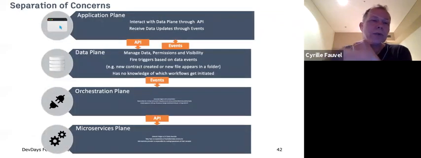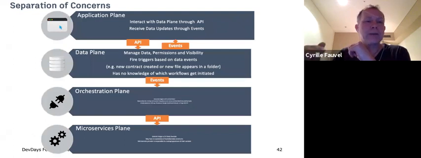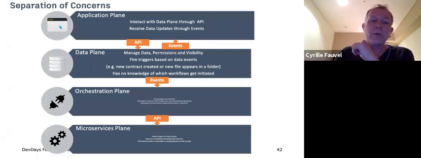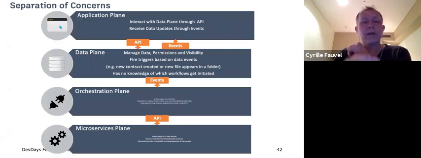To do this, we will be separating things into different layers. You have the application layer, the data plane layer, the orchestration plane, and the microservices plane. Microservices could be your own services. So if someone wants to use one of your services that you host on your server, from the orchestration plane, it could use that API to launch something on your service and get the result back into the data plane.